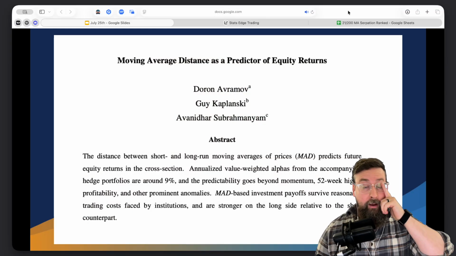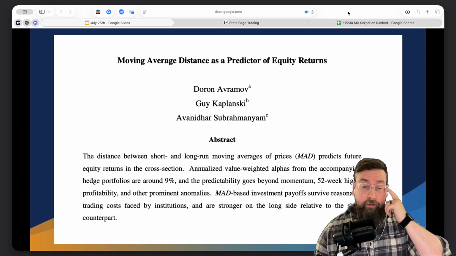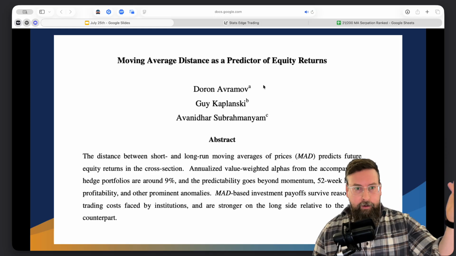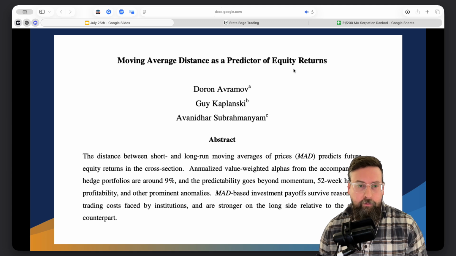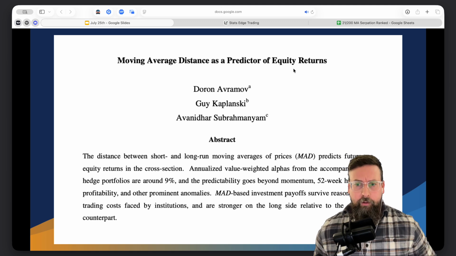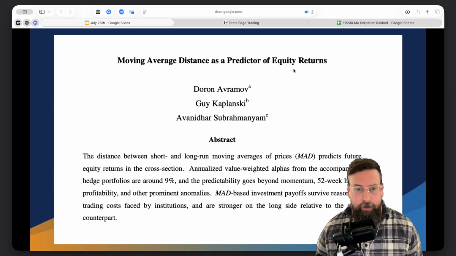I found this on Substack. Someone was talking about, hey, this is a cool study that somebody did. The study name is right here, right? Moving average distance as predictor of equity returns. So you can see it all there. You can look it up, which I highly suggest, and read it for yourself.